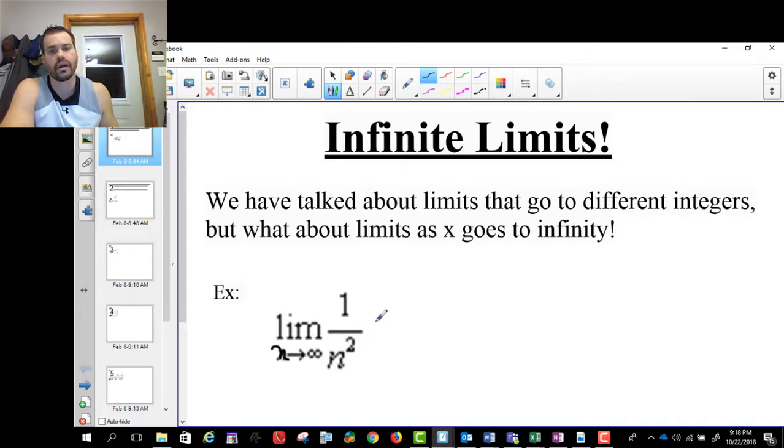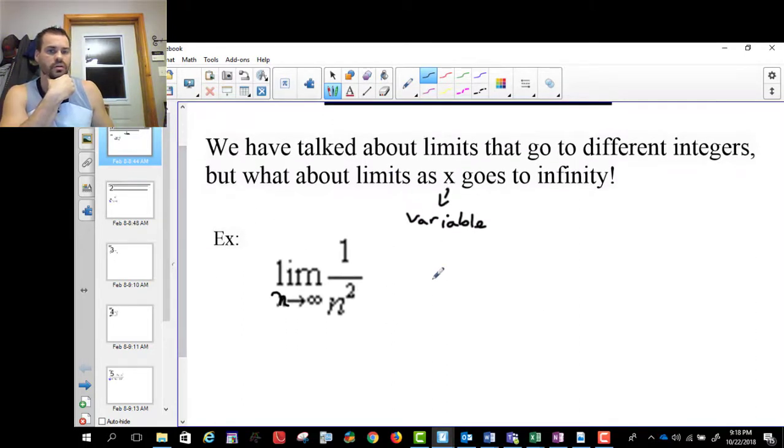Or n, or whatever the letter happens to be. So I'm saying x, but this could be any variable. Just to clarify that, it doesn't have to be x. But what happens when the variable goes to infinity? As you approach infinity, what do I do? So we know the concept of direct substitution. The first thing we're going to do is try to plug it in.